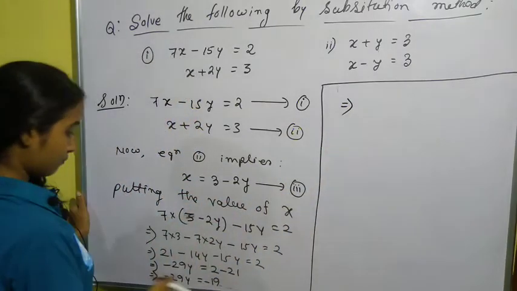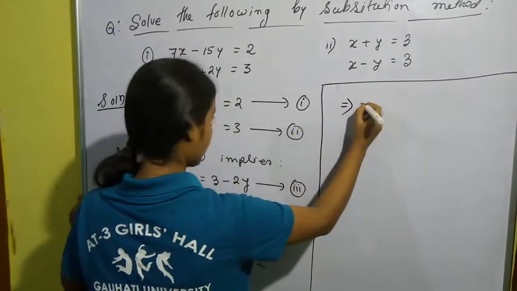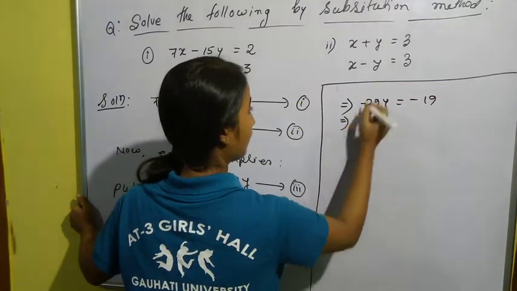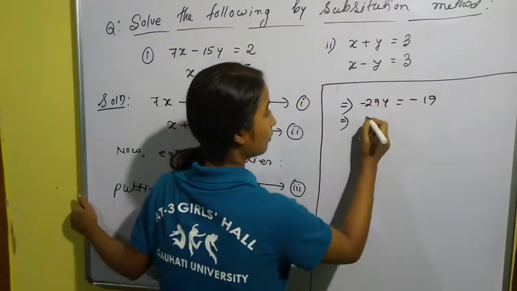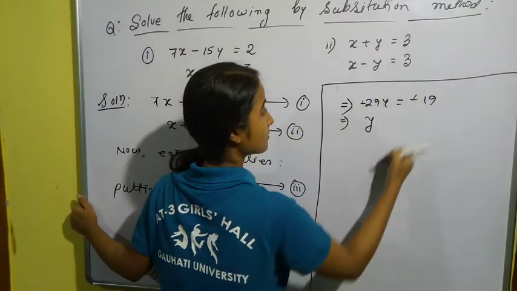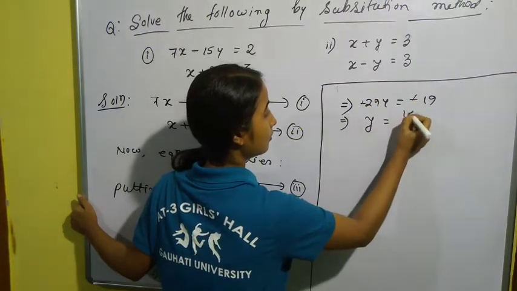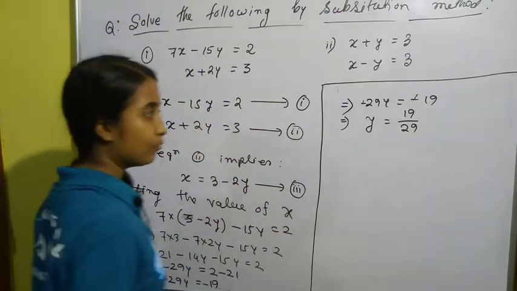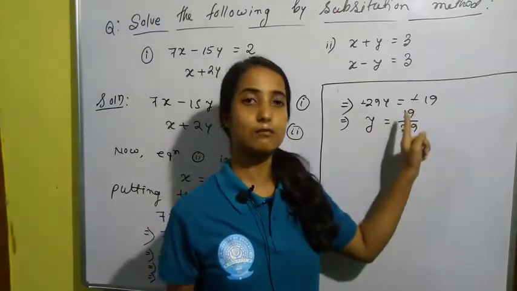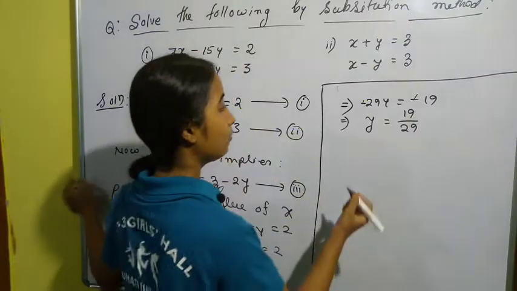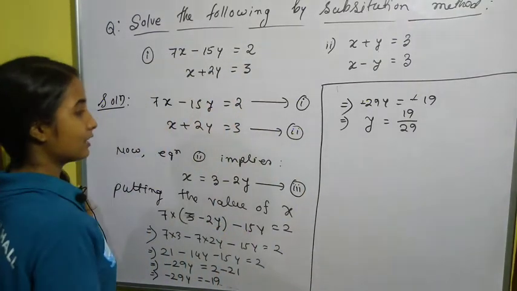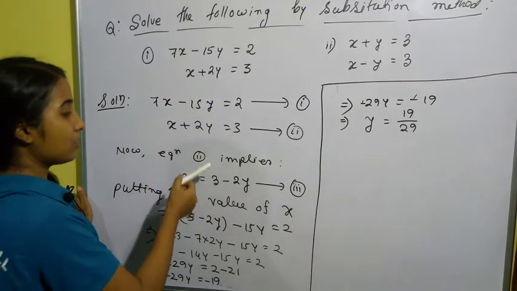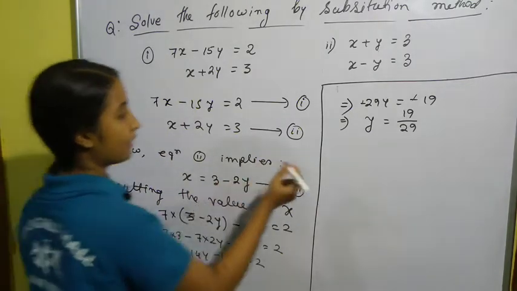That means minus 29y is equal to minus 19. Minus minus cancelled out, and y is equal to 19 by 29. That means the value of y is equal to 19 by 29. Now what is the value of x? Now take the equation number 3, where x is equal to 3 minus 2 into y.